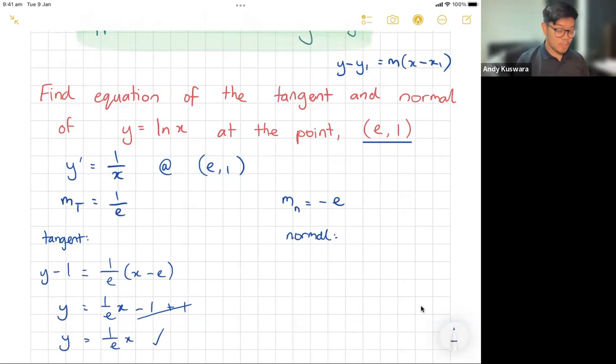All right, now if I want to find my normal, I do the same process. y minus y1, which is 1, equals m, and this time I just write negative e, x take away x1, which is e. And again, to make my life easy, I'm going to try keep it in my y equals form. So y equals negative e x. This is not e to the x, it's just e times x. Plus, because it's minus times minus, plus e squared. And then I have plus 1. And there you go. Got a tangent, got a normal.